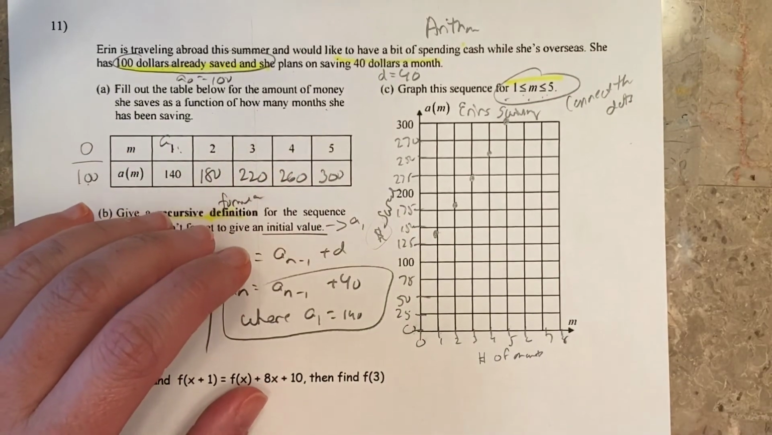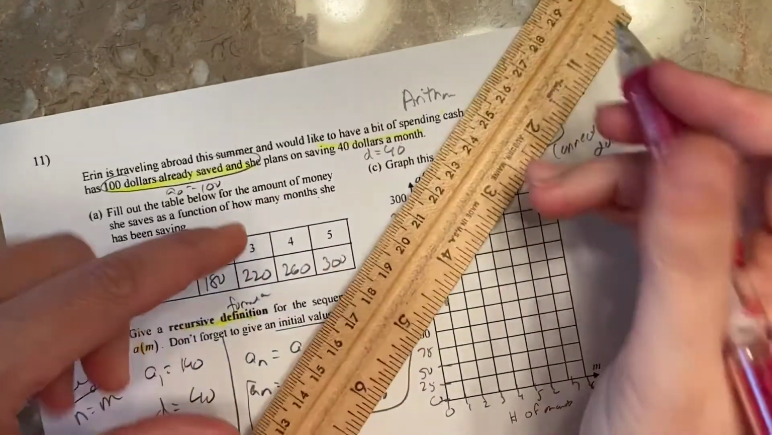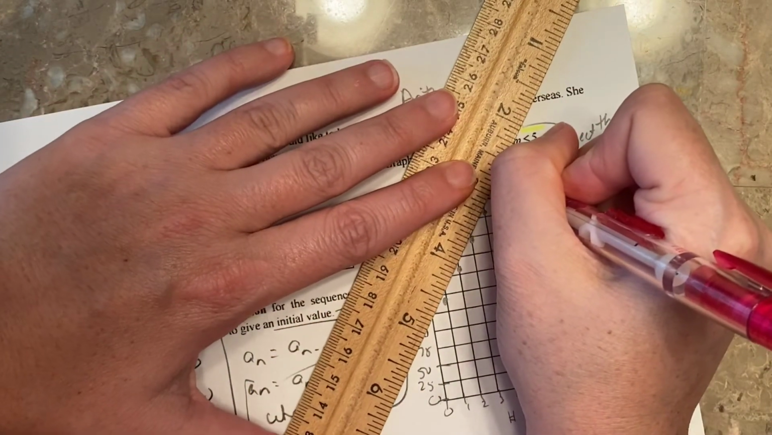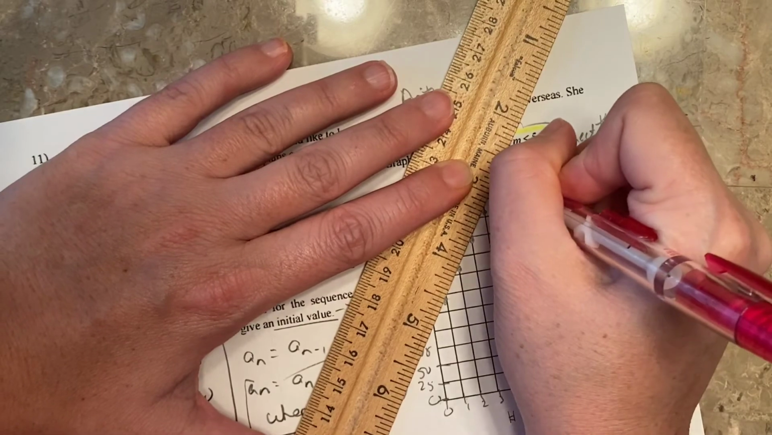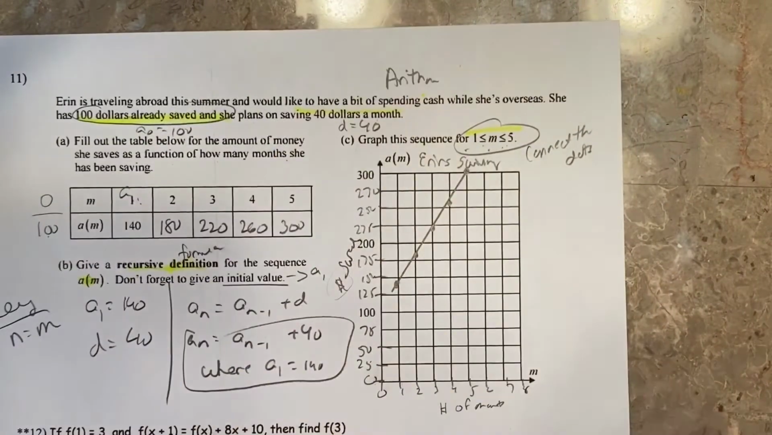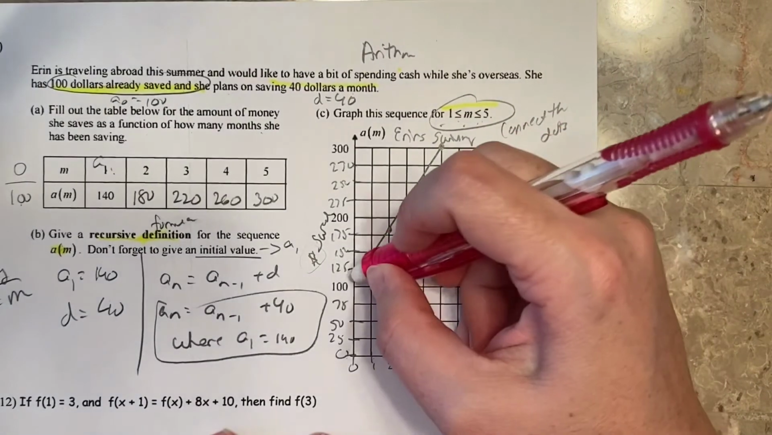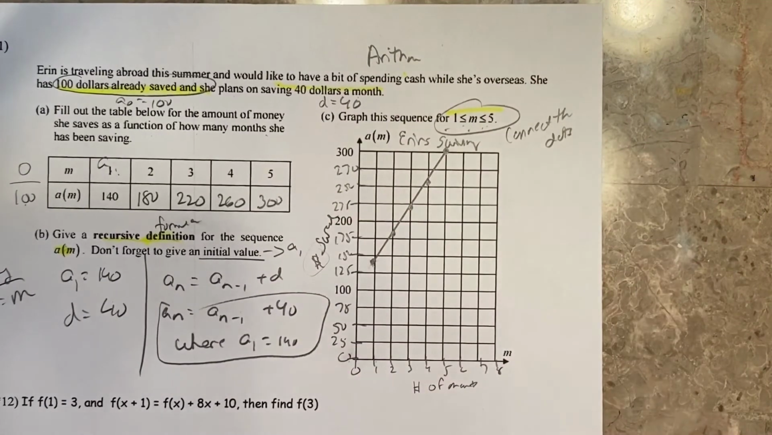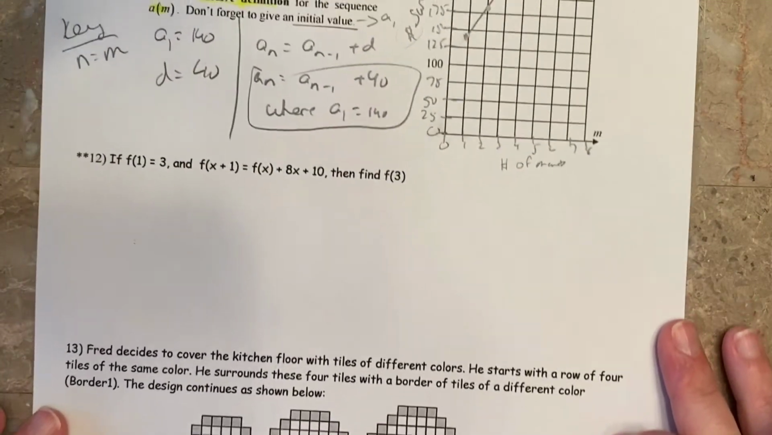Get my ruler. Because it says it wants the numbers in between. It wants everything in between. So we're going to connect those dots. Okay, so that's a little bit of a weird question, but all right, moving on.